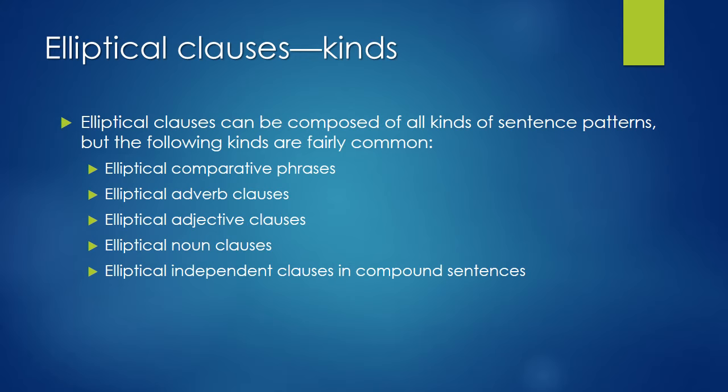Well, elliptical clauses can be composed of all kinds of sentence patterns, but the following kinds are fairly common: elliptical comparative phrases, elliptical adverb clauses, elliptical adjective clauses, elliptical noun clauses, and elliptical independent clauses in compound sentences.